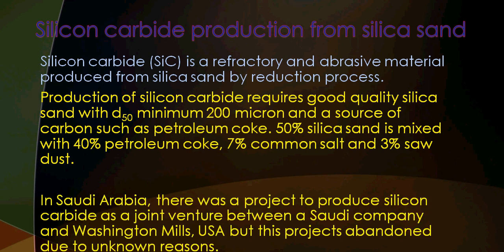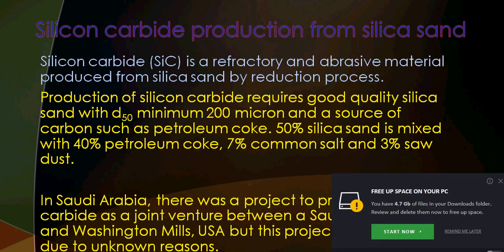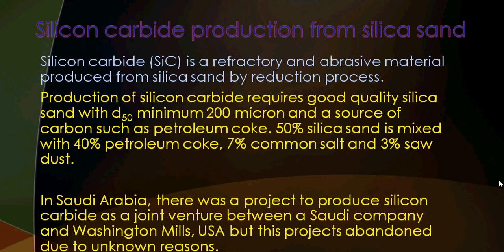In Saudi Arabia, there was a project to produce silicon carbide as a joint venture between a Saudi company and Washington Mills of USA. But this project was abandoned for unknown reasons.